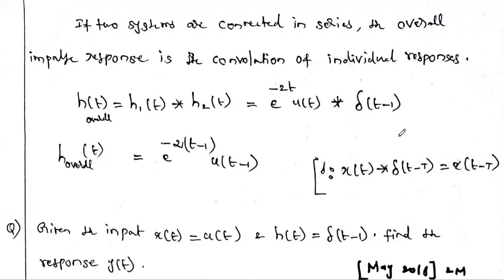Already we studied this property. In the convolution properties we studied many properties: commutative, distributive, associative, convolution with impulse, and convolution with shifted impulse. According to the convolution with shifted impulse, any signal x of t convolution with shifted impulse del of t minus t naught gives x of t minus t naught. That is, the signal is shifted by this amount.